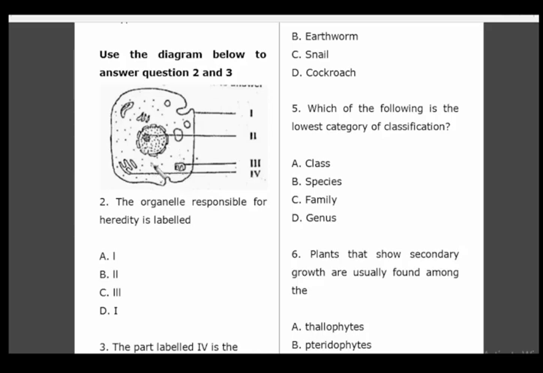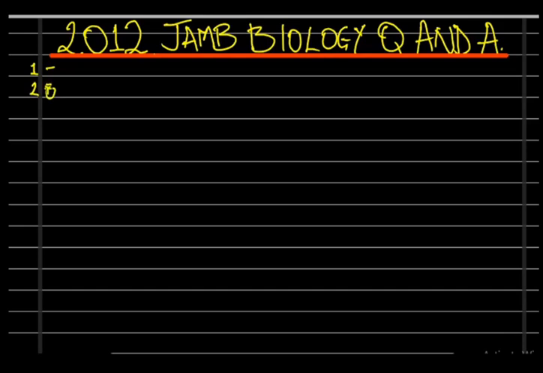Now, when we look at every cell, we have the structure that is responsible for heredity being the nucleus, buried deep within a cell. So this is what the nucleus of the cell looks like. This one that I'm pointing at here is what the nucleus of the cell looks like. So that is going to be our answer for question 2. So Roman numeral 2 is our answer for the question. It is responsible for heredity, and so that is option B.